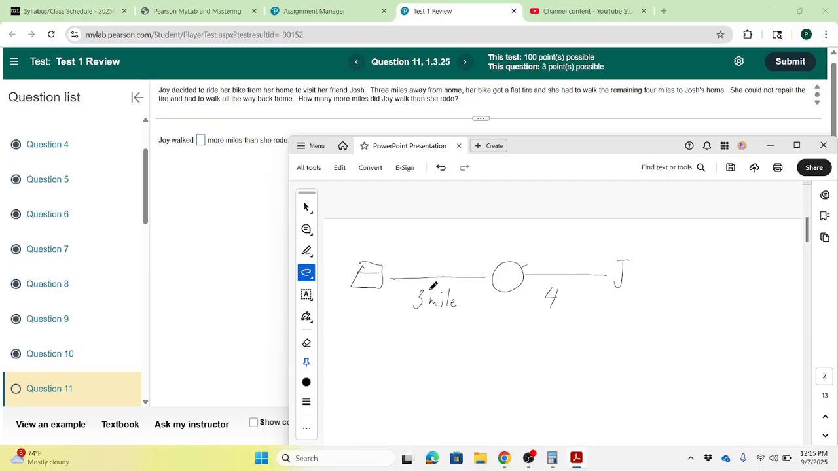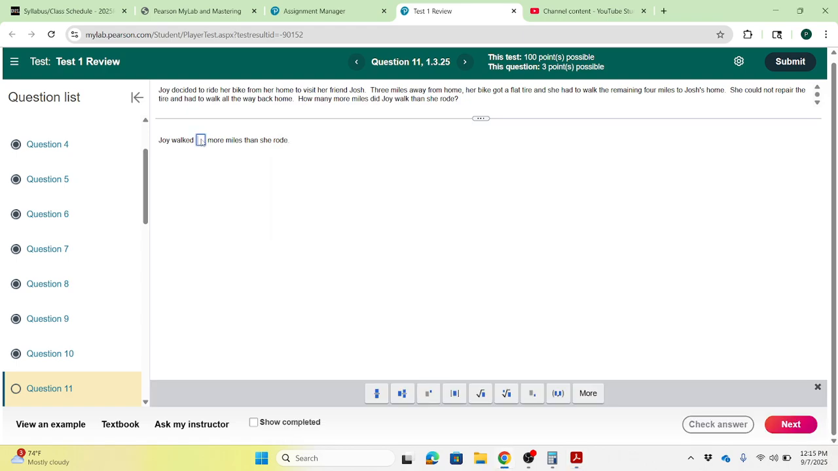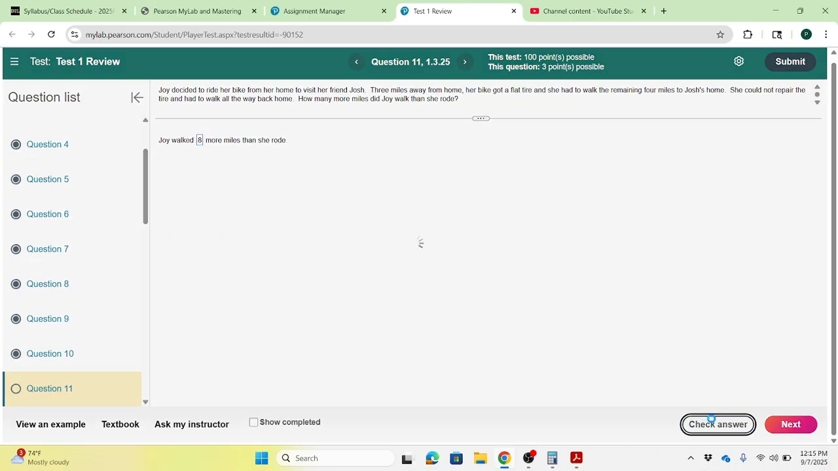She rode 3 miles, she walked 4 miles, and plus she came back 7 miles. So total 4 miles plus 7 miles. Remember, this is bike riding, the leftover is walking, and coming back is also walking. So 7 plus 4 is 11 miles walking and 3 miles riding. So the difference would be 11 minus 3, which is 8 miles. So Jo walked 8 miles more than she rode.